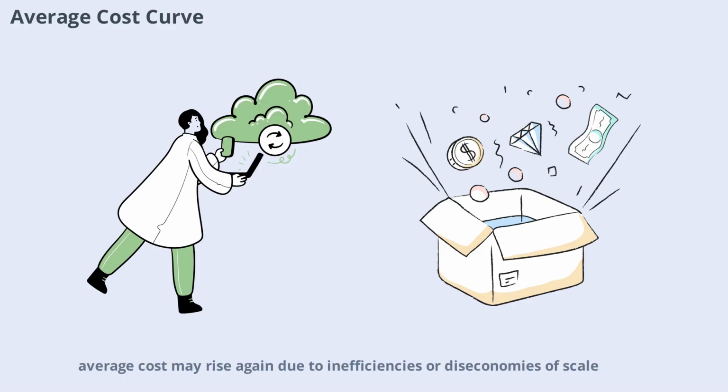Beyond this point, average cost may rise again due to inefficiencies or diseconomies of scale. This curve is crucial for identifying the most efficient scale of production. Next, let's examine the marginal cost curve and its relationship to average cost.